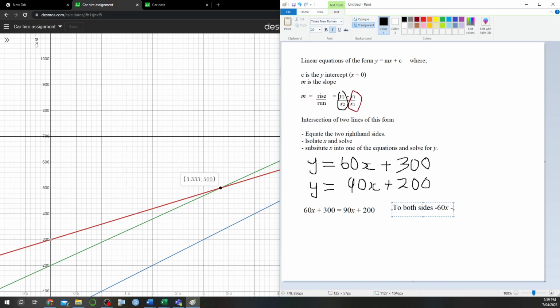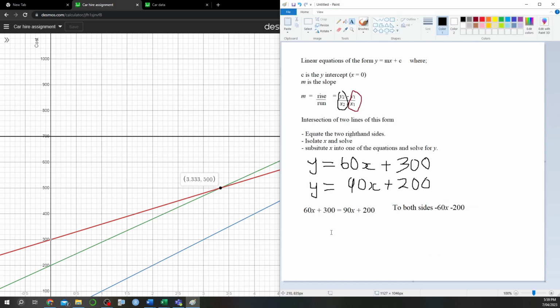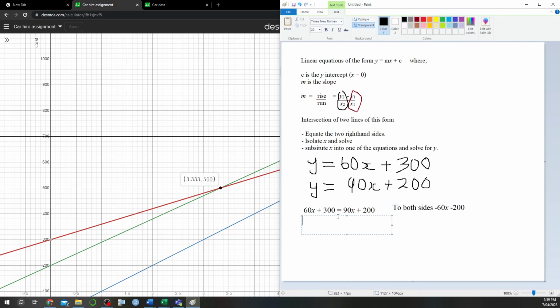And that's going to get rid of 60x on the left-hand side. I'm also going to minus 200. Okay, so there's my notes. All right, so what's that going to do? On the next line, 60 minus 60 is 0x.